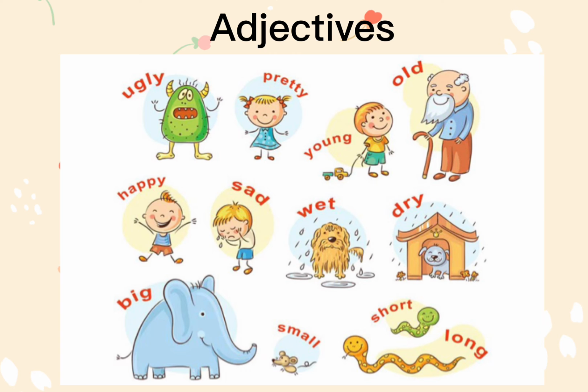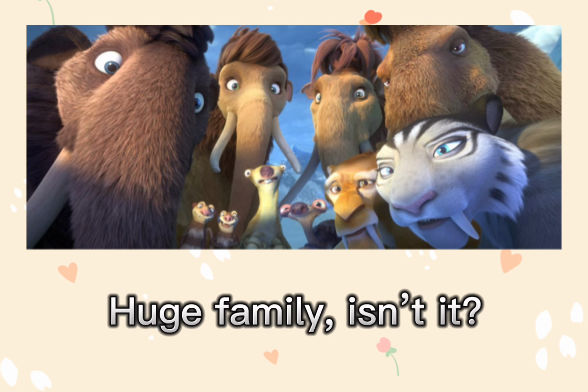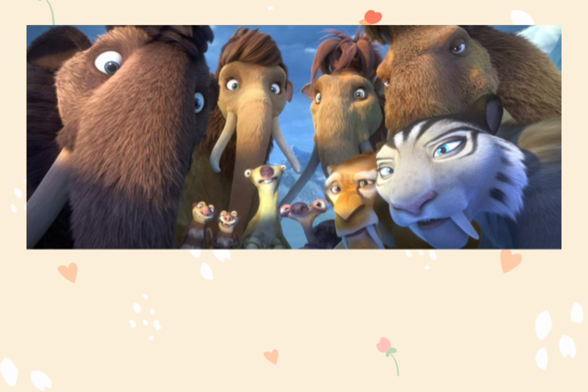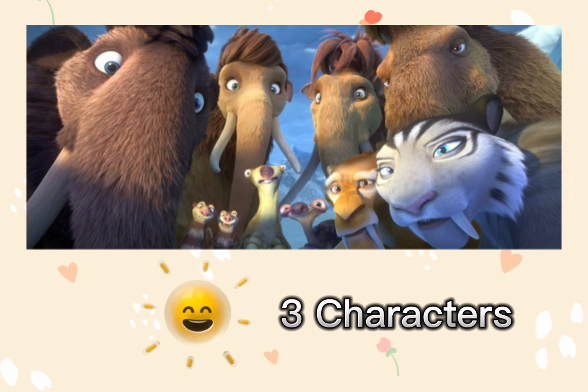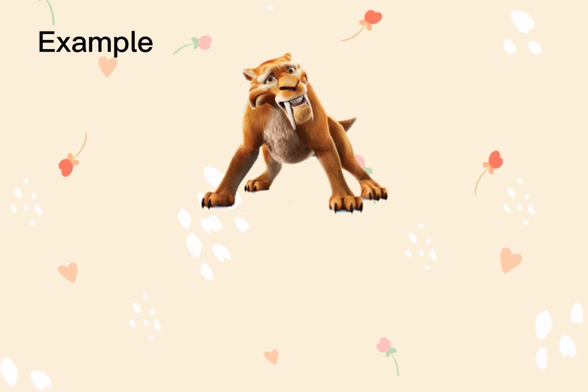Awesome, I see that you took the time to check on each one of the words, so now it's time to use them. Now we're going to work with Manny the mammoth's family, and you will need to describe each one of them. I'm just joking. You just need to describe 3 of the characters. If it is a boy, you need to use he is. But if it is a girl, you need to use she is. For example, I chose Diego the tiger and he is big.